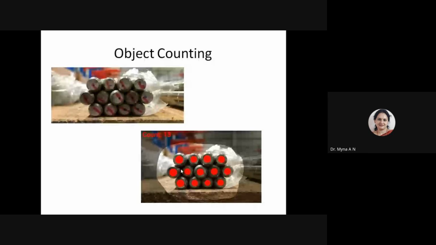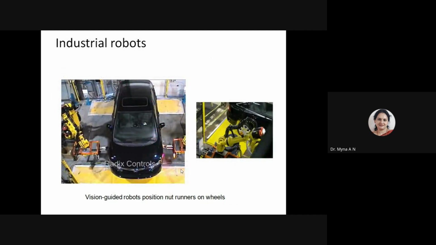This is another application where objects are counted. We see there are 13 steel rods. The 13 steel rods are fed to the computer, then the algorithm counts that there are 13 rods. This is not an easy task. The computer vision algorithms have to be very robust in order to do such tasks. Image processing also plays a major role here.